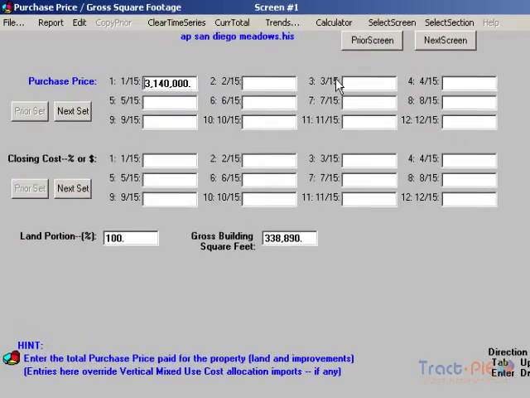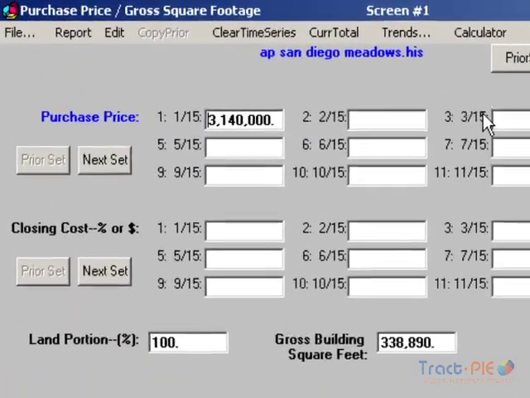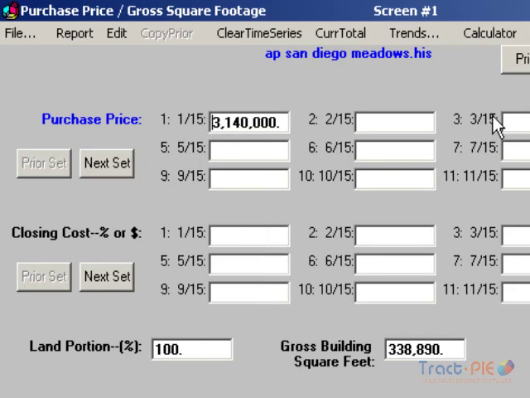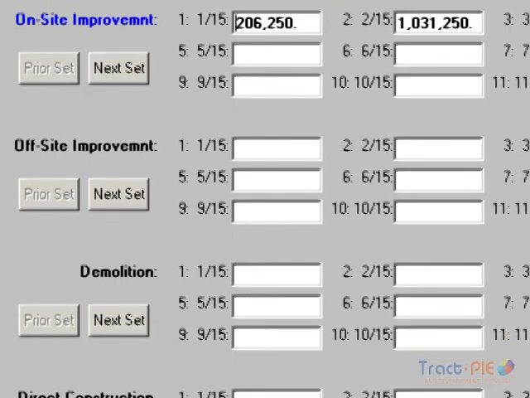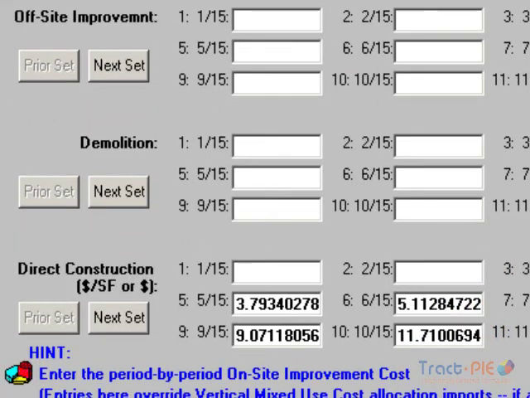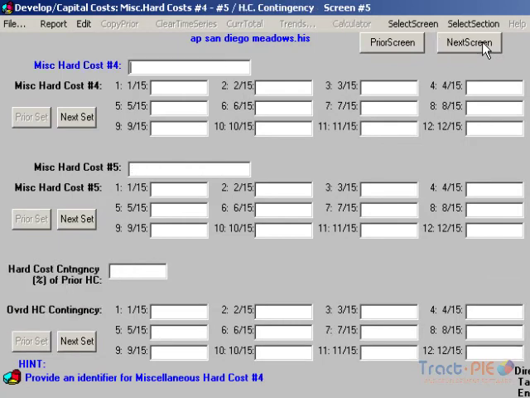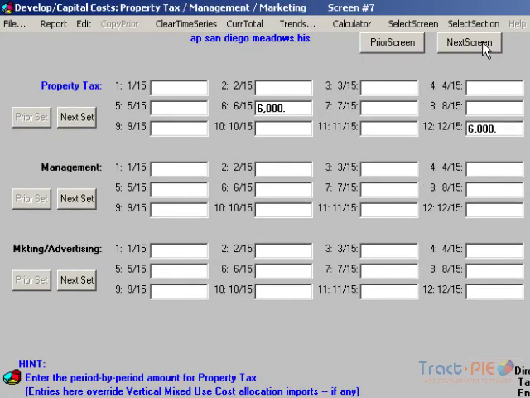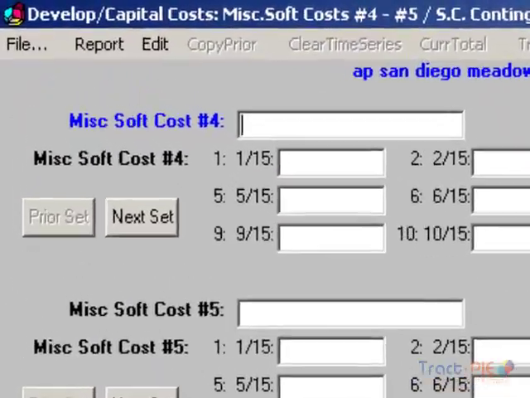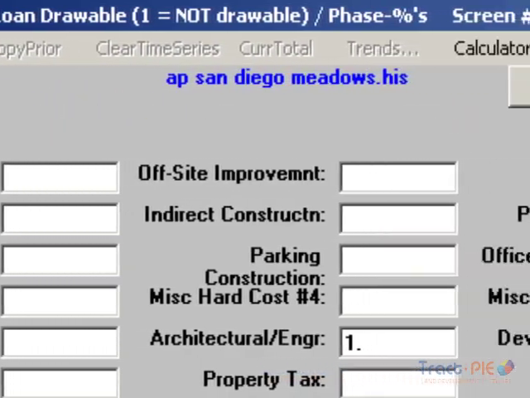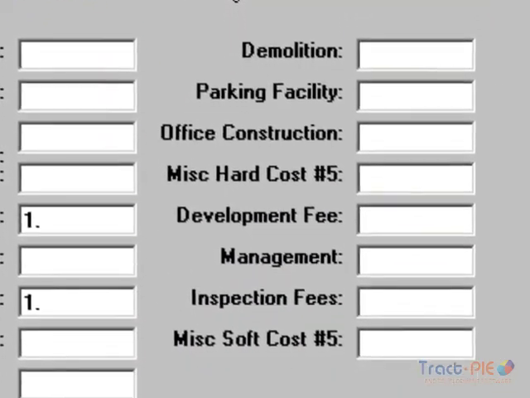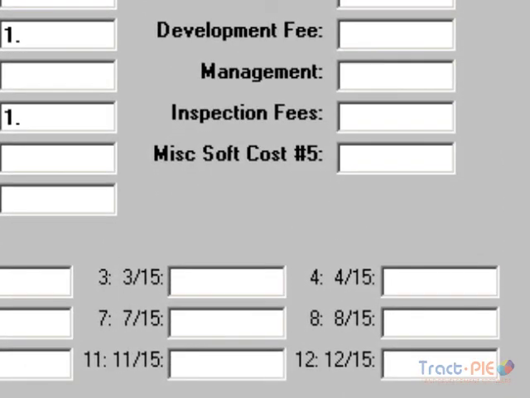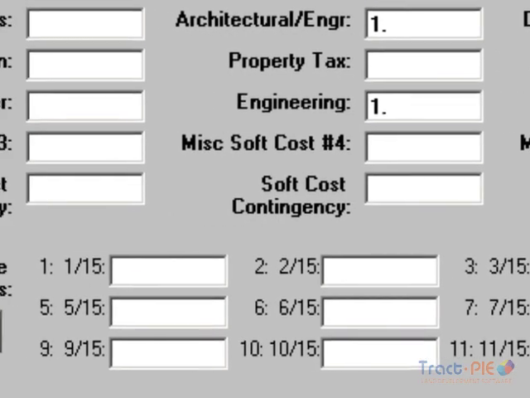The first several screens prompt for the cost of the land or for the existing project, as well as any land development expenses. Direct construction costs of the actual apartment complex, along with predefined and user-defined hard costs and soft costs. These expenses can be manually input period by period, or using the trend function can actually be dispersed automatically on a bell-shaped curve or on a straight line basis. Values can even be copied or pasted from your spreadsheet system.